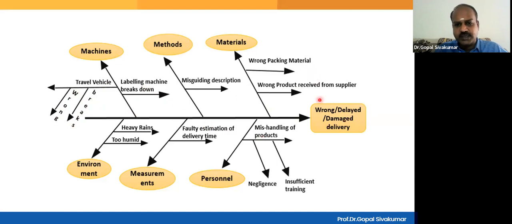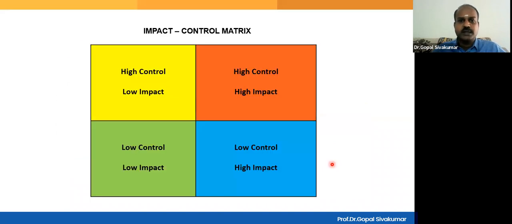Likewise, the various causes are listed here. So ultimately, once the brainstorming session is conducted with the relevant people participating in the meeting, and maybe after discussion for a considerable period of time, you will be happy to see a fishbone diagram, a cause and effect diagram showing all the possible causes. Now your job is to figure out the potential causes from the possible causes, and for that you can use this kind of diagram called impact control matrix.